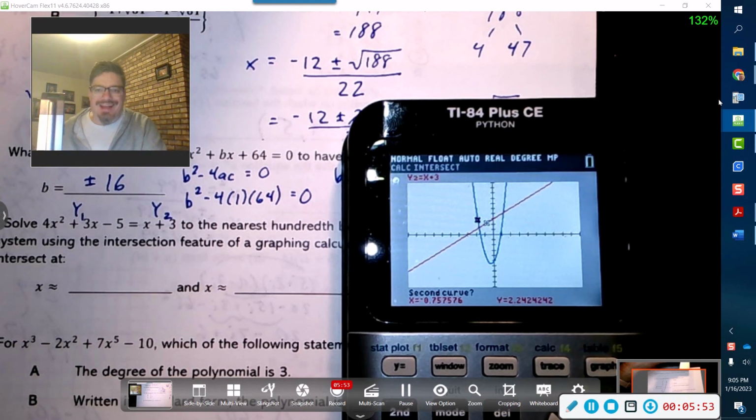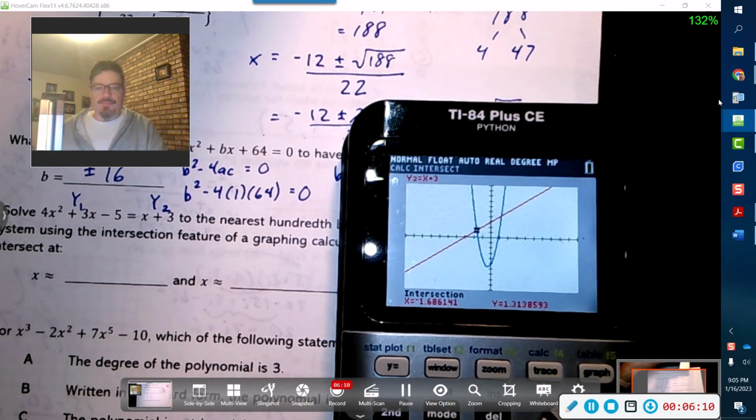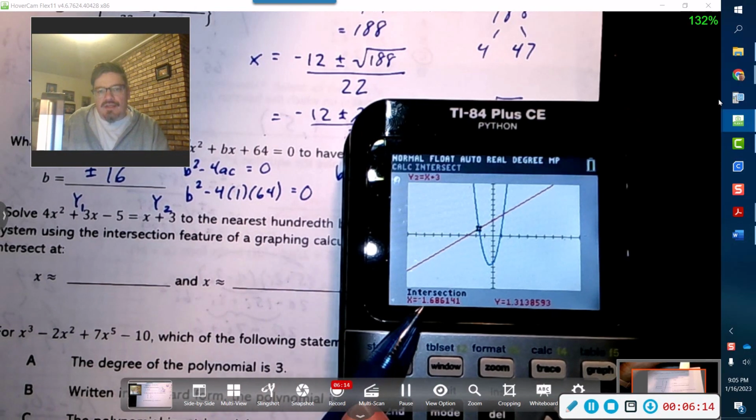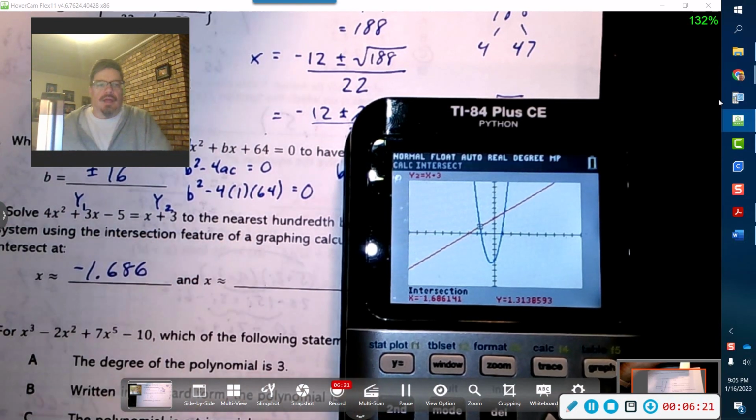And when I hit enter, then it asks me for a guess. And what the guess means is that I'm going to move the cursor to roughly where the intersection actually is. This is really just good for really complex things where there could be lots of intersections. This one is kind of simple. There's only 2 locations. Okay, so right there, it gave me the intersection at x equals -1.686. Okay, now that's good.